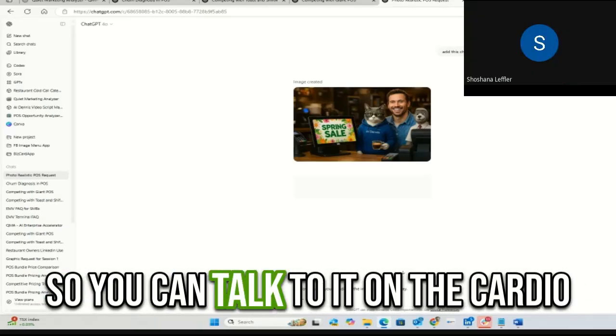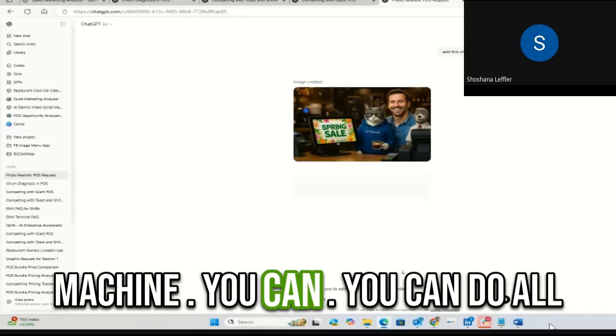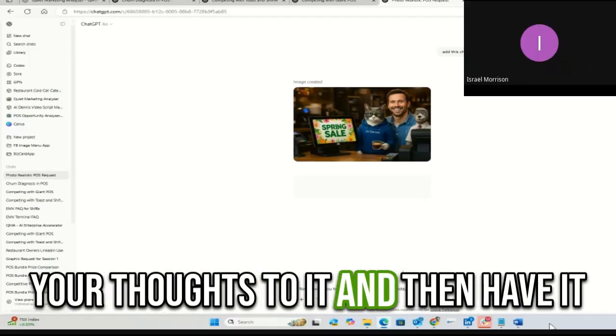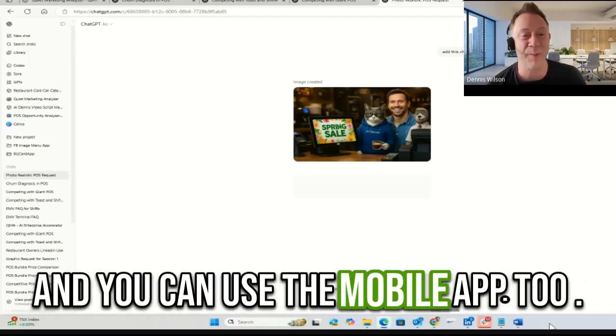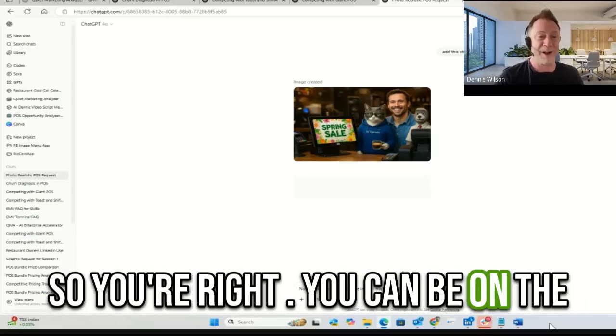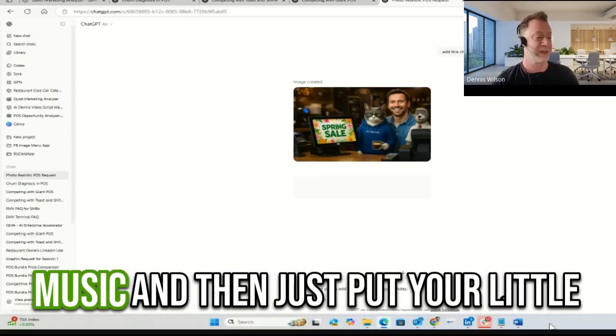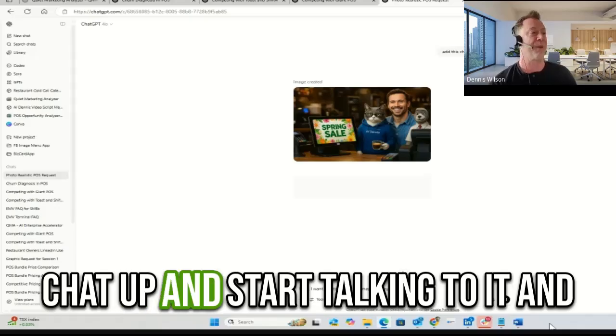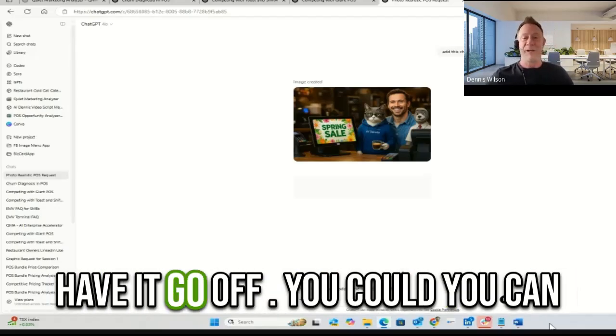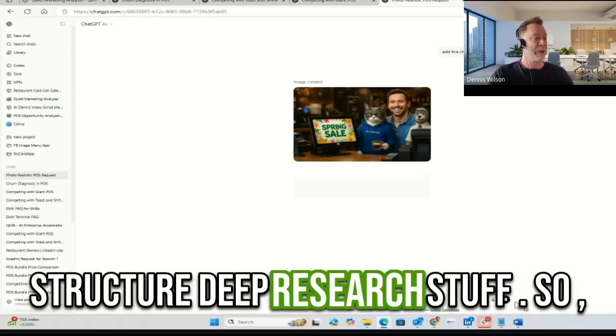Yeah, so you can pretty much talk to it on the cardio machine and give it all your thoughts. And you can use the mobile app too. So you're right, you can be on the cardio machine listening to your music, and then just put your little chat up and start talking to it and have it go off. You can structure deep research stuff.